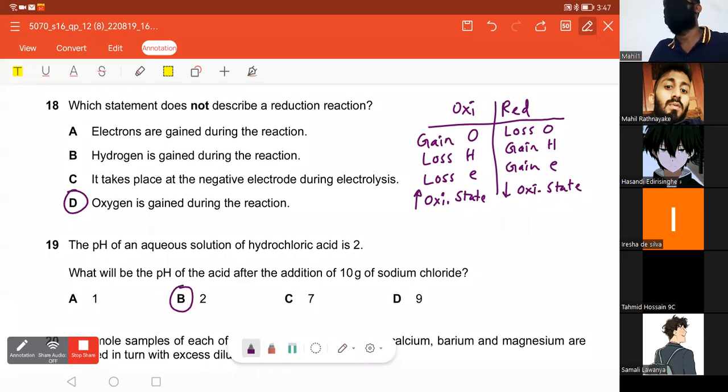Write everything. Sodium chloride is a salt. It does not give H+ or OH-. pH does not change. Any salt, not only sodium chloride, does not give H+ or OH-.